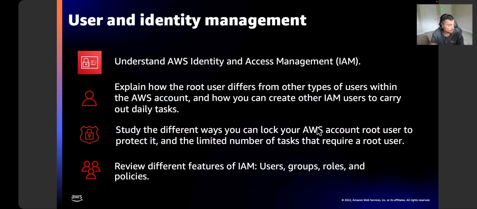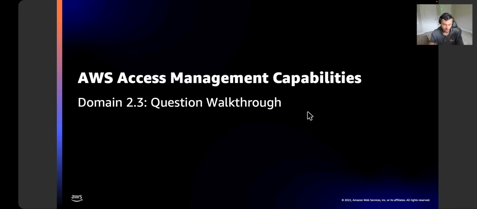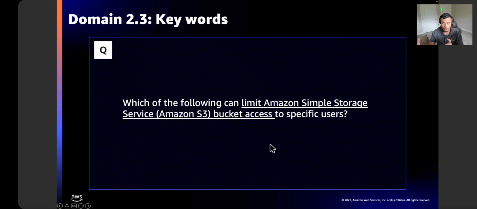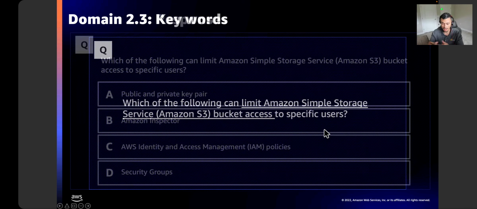So with that said, and I hope those questions are answered in the chat, let's move on to the question for domain 2.3, which asks, which of the following can limit Amazon S3 bucket access to specific users? We have an S3 bucket. What do we want to do? Well, we want to limit access to that bucket, right? So how are we going to do that?